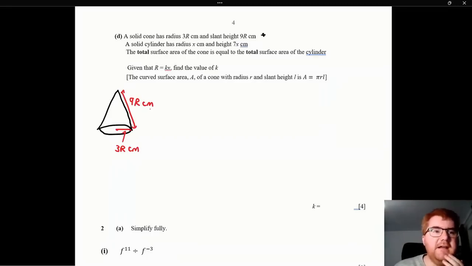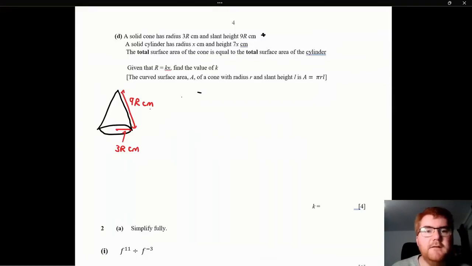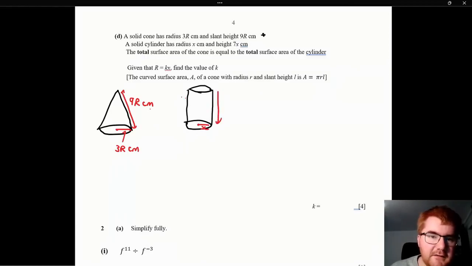Okay, then we have a cylinder. Let's draw this out. My great drawing. Came bottom in year 8 art a long time ago. That's a story for another day. Alright, so let's pop this in. So we've got a radius of x and the height is equal to 7x centimeters. And the total surface area of the cone is equal to the total surface area of the cylinder. Given that r is equal to kx, find the value of k.